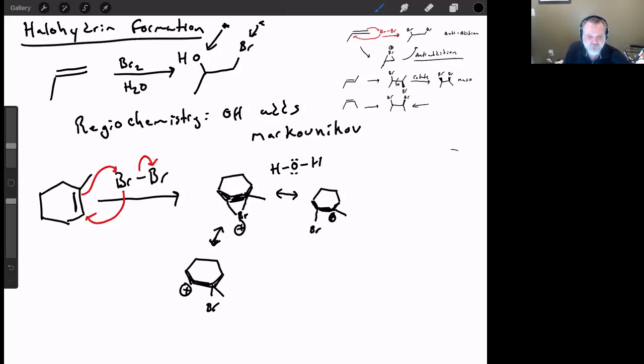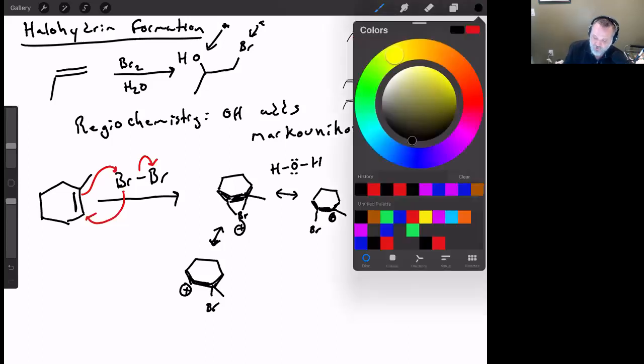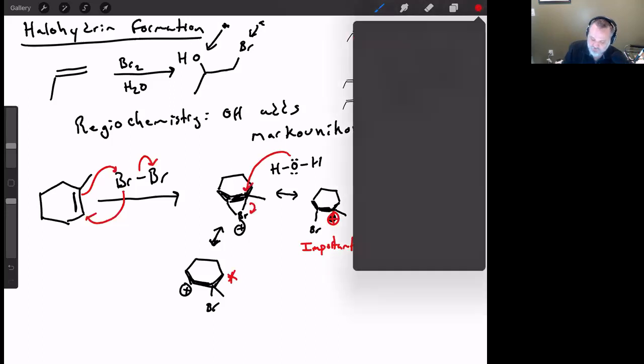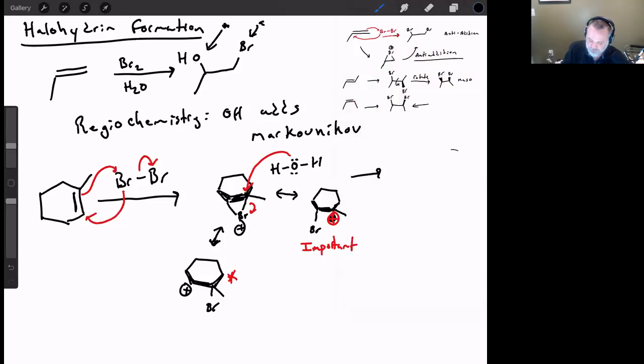Well, remember that the truth is somewhat in between. And at the end of the day, the preference would be to have the most positive charge at the more substituted location. So which one of the quasi-resonance structures is more important? This one's more important than this one because the positive charge is in the more substituted location.